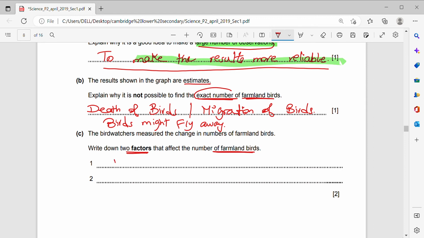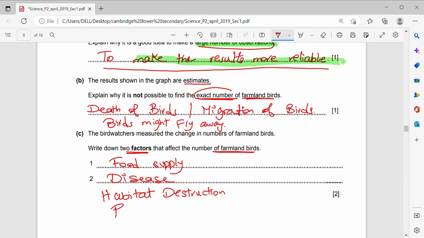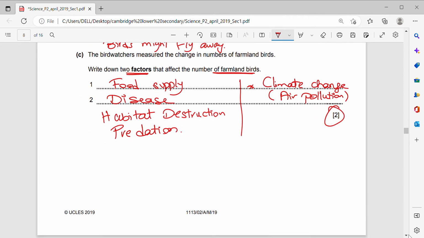يبقى ممكن نقول أول حاجة ال food supply. ممكن نقول disease. We have also the habitat destruction. We can write predation. What else؟ لو حد كتب مثلا the climate change. لو حصل climate change مثلا. For example لو حصل air pollution. كل ده هيأثر على number of birds. بس مطلوب مننا نكتب 2 بس. فنختار أي حاجة من الاتنين دول.